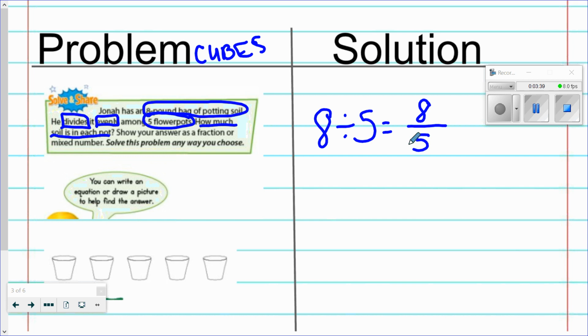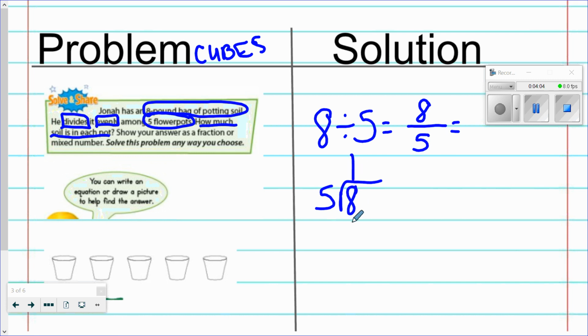Now I can solve this with some skills that I already have. I know this is an improper fraction. And when I'm dealing with an improper fraction, I'm going to divide my numerator by my denominator in order to get a mixed number. If I think about how many times 5 will go into 8, how many groups of 5 I can make out of 8 things, I know that's going to be 1.